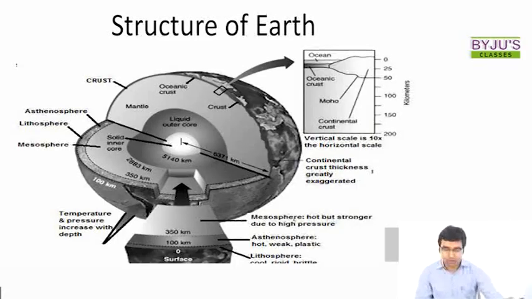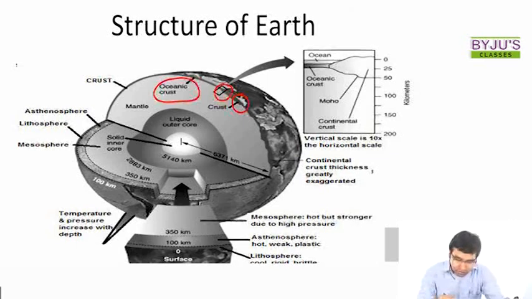Now let us see the structure of Earth as such. So the outermost thing is crust, which is continental, and we have oceanic crust where ocean is present. Then the next one is mantle. Mantle, you understand there are three bifurcations: transition zone, upper and lower mantle, inner mantle.